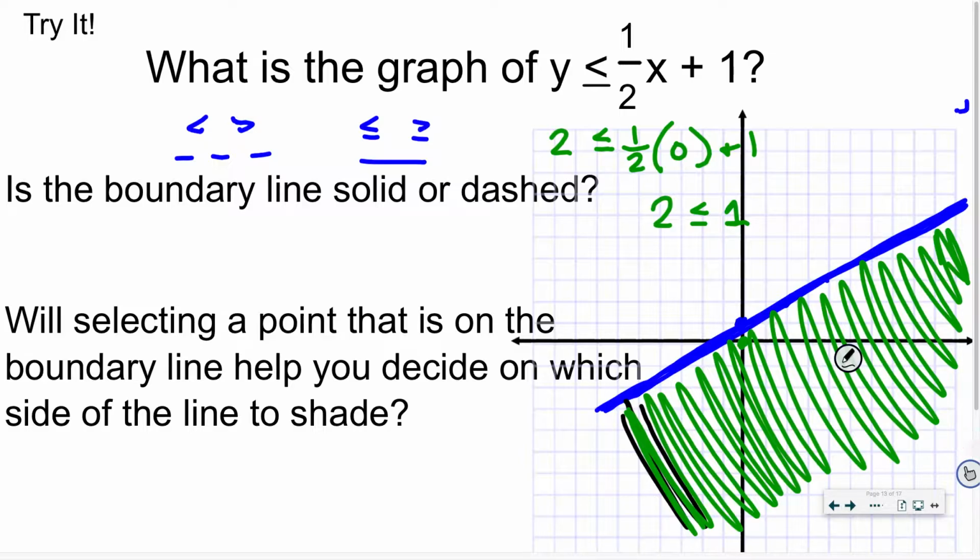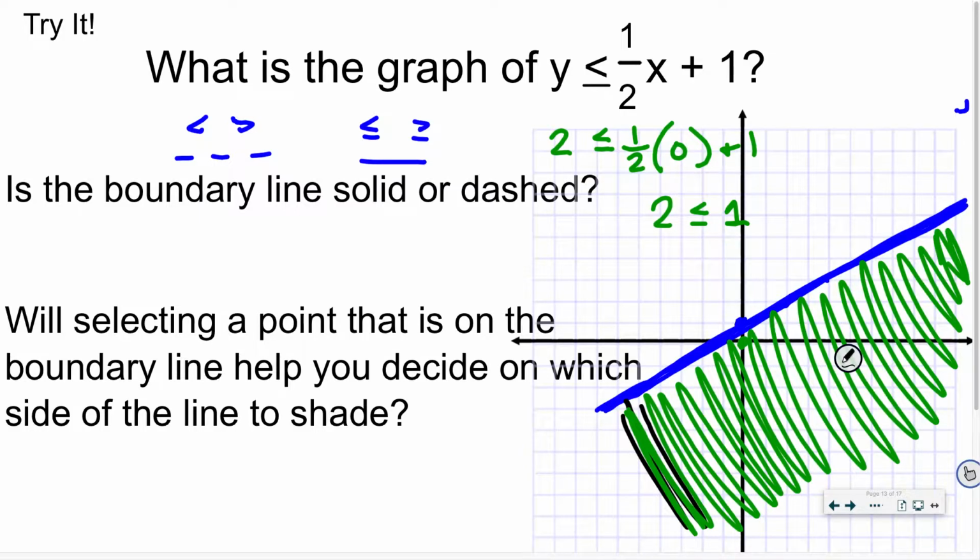Now, do we want to choose a point on the boundary line to see which side to shade? Would it help you to choose a point on the boundary line? No, that's not going to help you find the solution to the inequality. You do have to choose a side to figure out. The dotted line versus the solid line, the inequality symbol, is going to help you determine if the points on the line are solutions. But then you still would have to figure out which side represents the solution set.